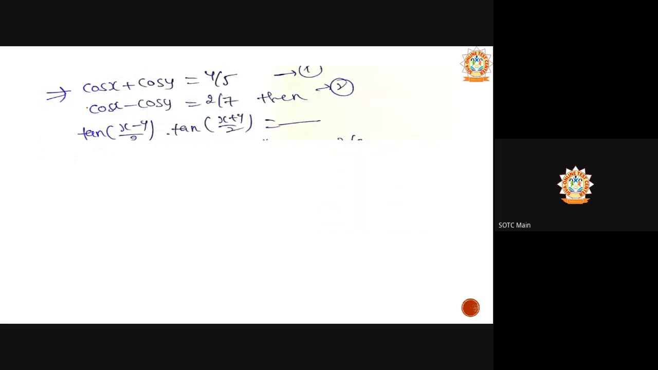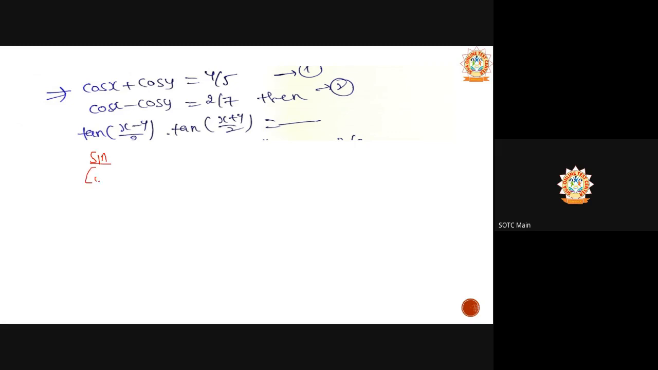Question is, cos x plus cos y is equal to 4 by 5. Cos x minus cos y is equal to 2 by 7. Then they want tan of x minus y by 2 into tan of x plus y by 2. We have two tans here: tan of x minus y by 2 and tan of x plus y by 2. So tan is basically sin by cos. Very good.